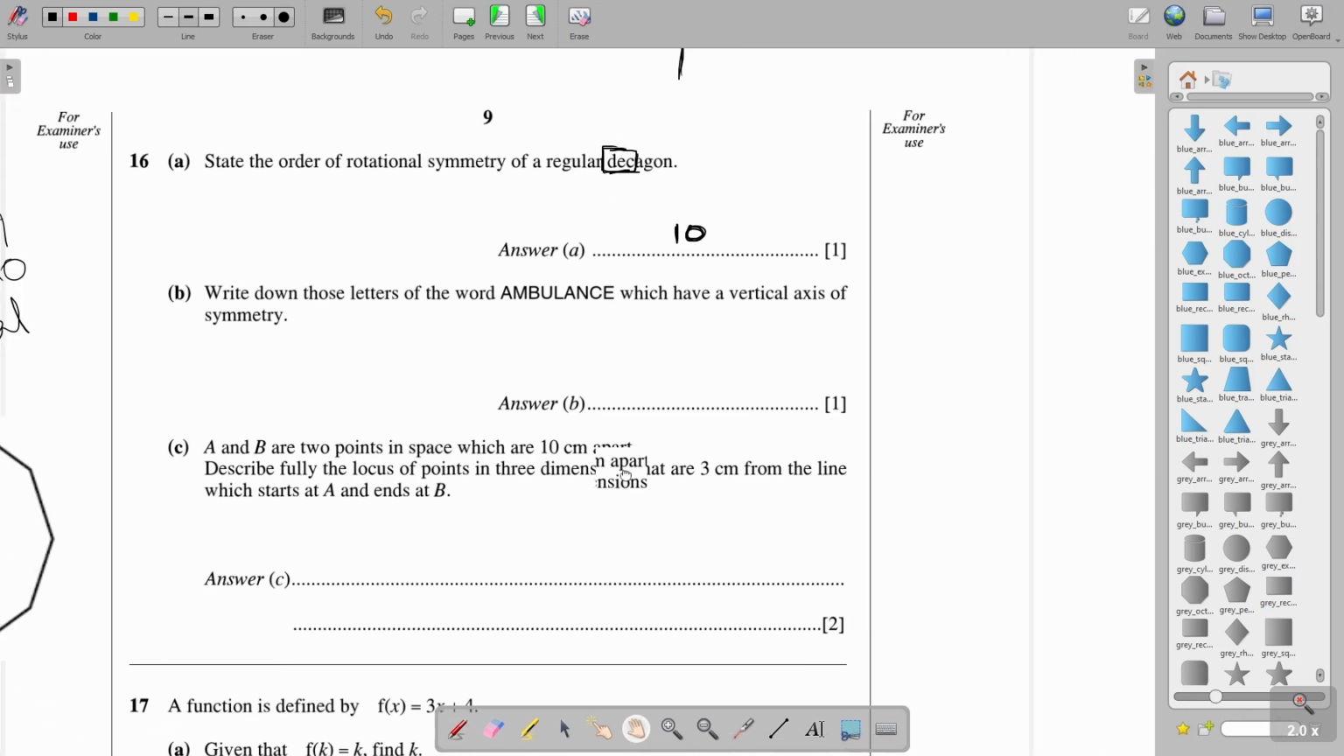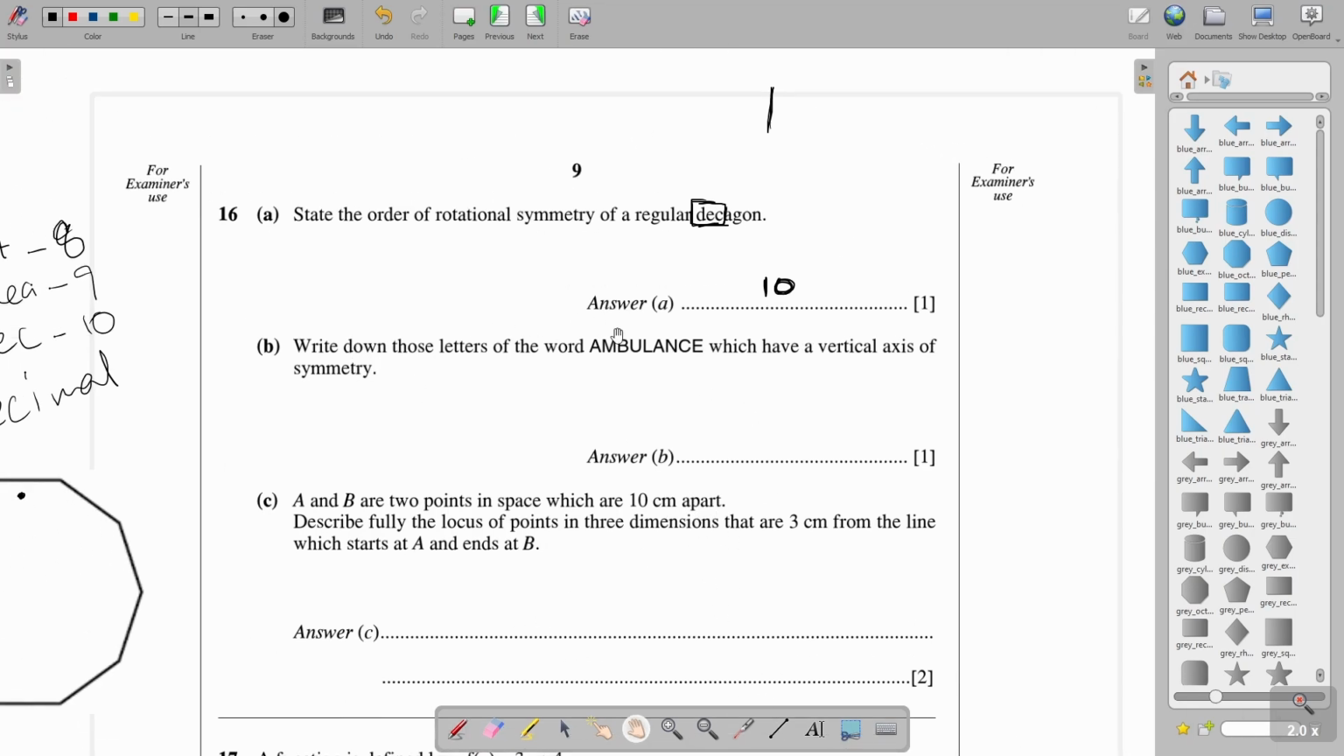All right, moving on. Write down those letters of the word ambulance which have a vertical axis of symmetry. So vertical means just a straight line up like that. This is horizontal, this one's vertical, that one's horizontal. Okay, so what I just need to do is make straight lines through these and then see which letters look the same on both sides of the line. So B clearly doesn't, U does, L doesn't, although I messed up that line. It's not in the middle, so L doesn't.